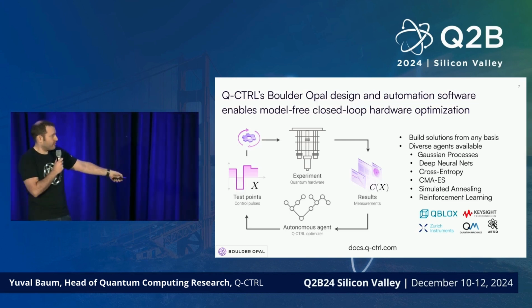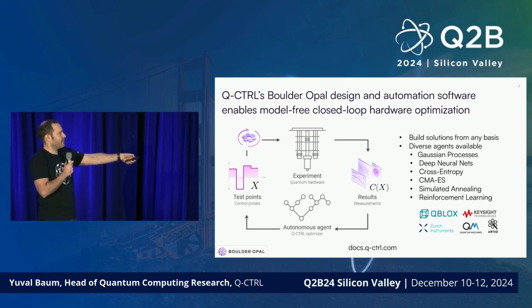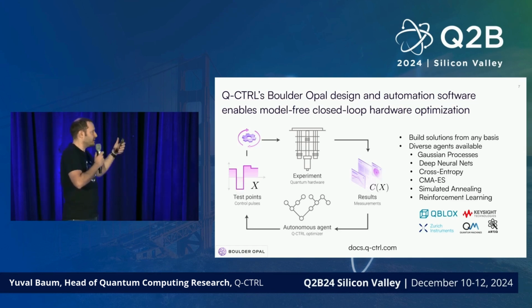And what is this autonomous agent? Well, there are many different algorithms, right? It can be a Gaussian process, deep neural network, cross entropy, CMA-ES, simulated annealing, reinforcement learning.